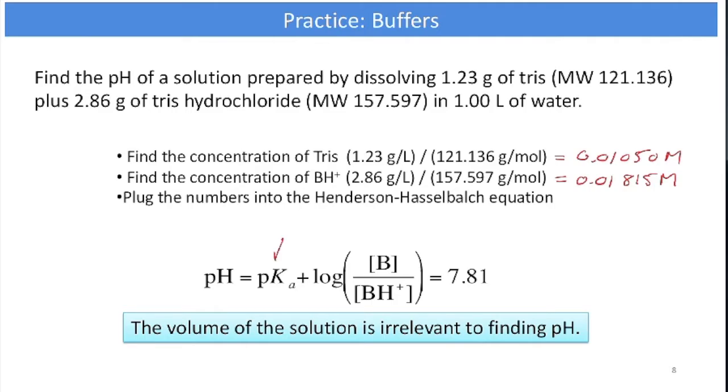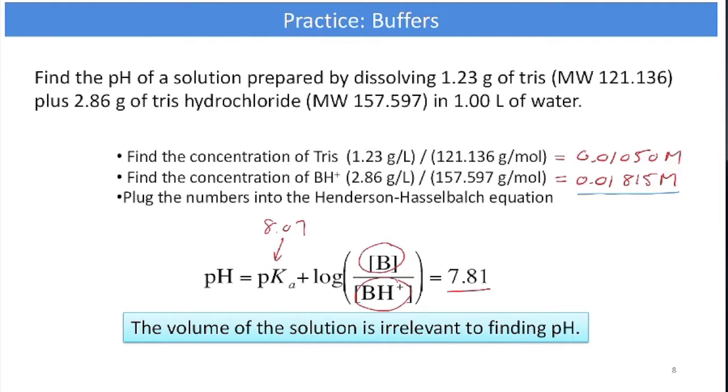In the previous slide, we're given the pKa as 8.07. We just solved for B, which is the tris, and BH plus, which is the tris HCl, and if we solve that equation, we end up getting a pH of 7.81. Now, if we look at the pKa being 8.07, in this particular question we have more acid than base, so our pH should be on the acidic side of the pKa, right? It's less than the pKa, and that's what it is.